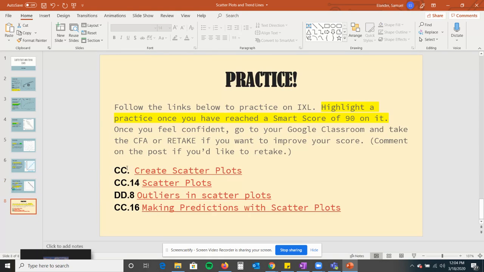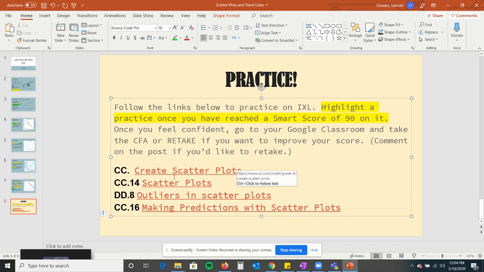Alrighty, so now it's your turn, guys. You're going to follow the links below to do a couple of practices on IXL. These will work pretty quickly because all you're doing is recognizing associations and working with scatter plots. As you practice, if you look at which ones you get wrong or ask me for help, you will start to get these really, really quick.